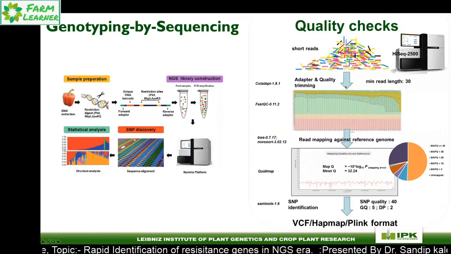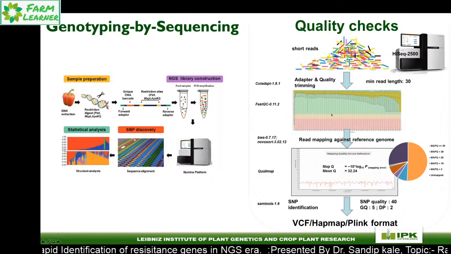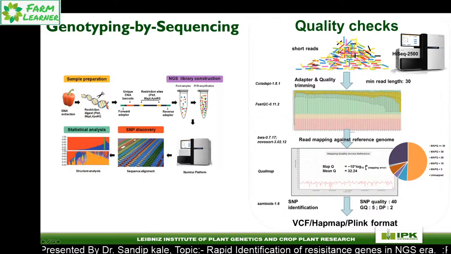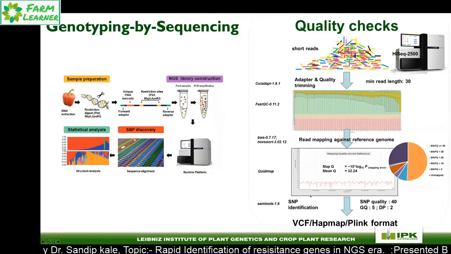The quality of reads can be visualized using different softwares, and FastQC is one such software for visualizing the read quality. The next step in SNP identification is to map these high quality reads against the reference genome sequence. Again, there are different softwares available, such as BWA and Novosort. You can again check the mapping quality using different softwares, and only those reads which are mapped at high quality are used for SNP identification.